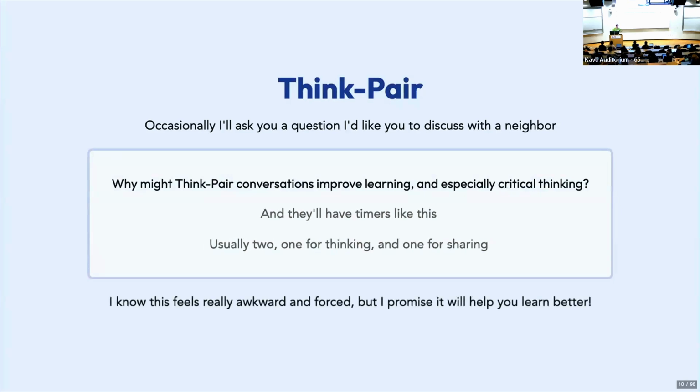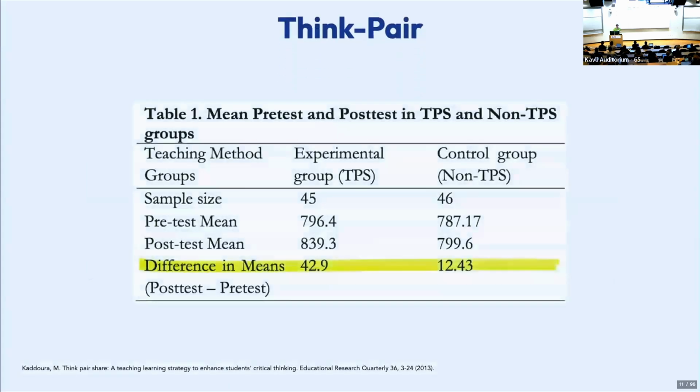I know this feels awkward, and you're all probably pretty mad. I wouldn't force you to do this if it didn't help, right? And because we're all scientists, here's research, okay? The experimental group that did think, pair, share did better on their exams than the group that didn't, okay? It really does help, and I'm sorry. I'm just following the research, okay?